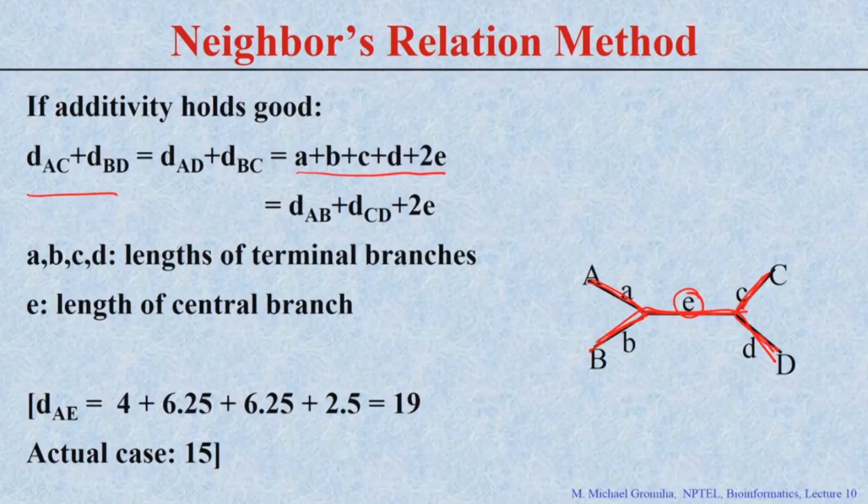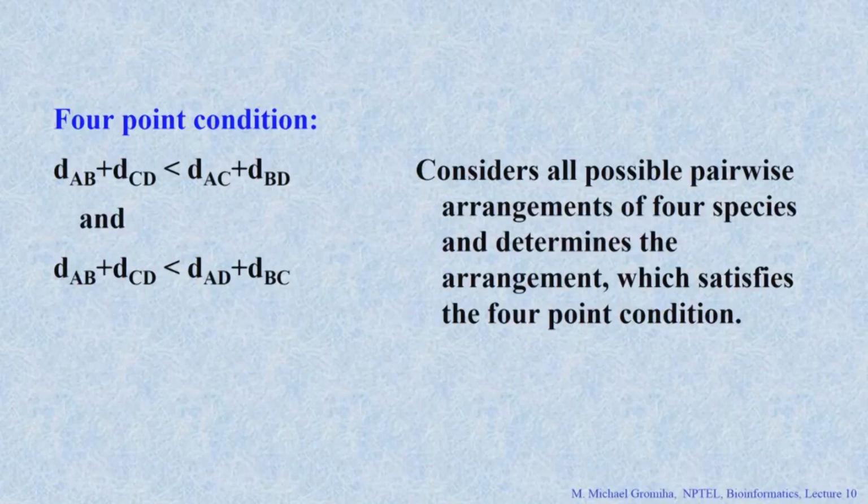That means AB plus CD and 2E, and here you can see the discrepancy between this UPGMA method and this method, they considered this also into account. So, because of that, this is the value you get from the UPGMA method. So, if you add up AE, 19, but actual case it is 15, because this is missing. To take care of these conditions, they made a 4-point condition.